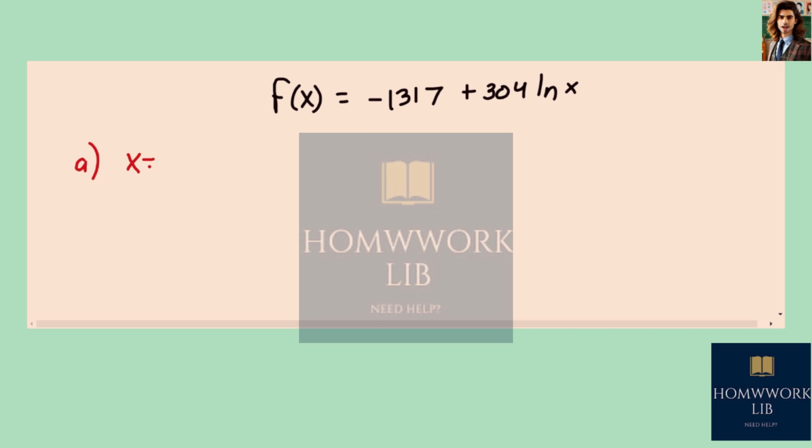Well, remember, x is the year since 1900. Well, 1998 is 98 years later, which means that x is equal to 98. So all we're going to do is substitute 98 for x in our function. So we're going to find f of 98.